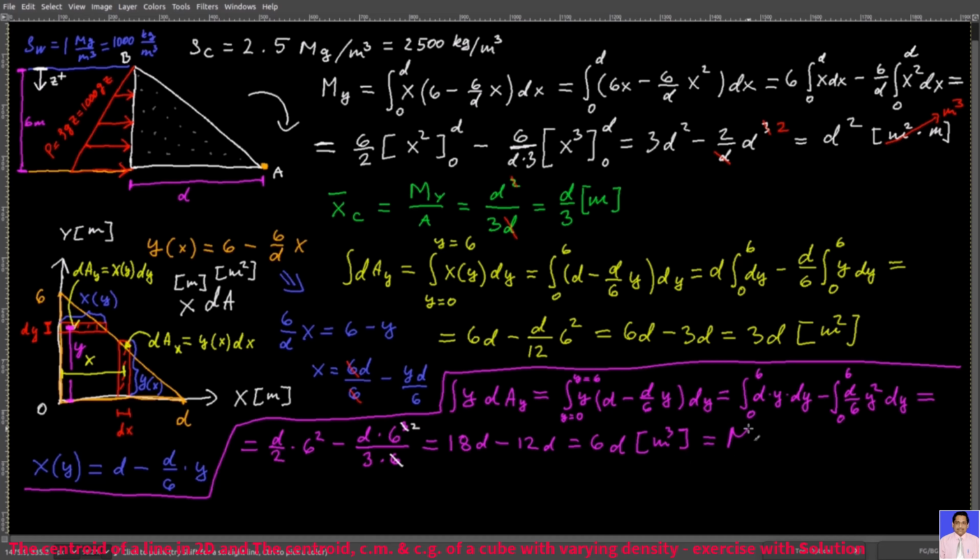And let's call this thing, this integrated product, Mx. And now y bar c, that's Mx over A, 6d over 3d. You cancel out the d's, and you will have 2 meters. And there you go. The centroid of this right triangle cross section is at d over 3 and 2 meters. So d over 3 is somewhere here, then 2 is somewhere here, and so this point here, that's your centroid.